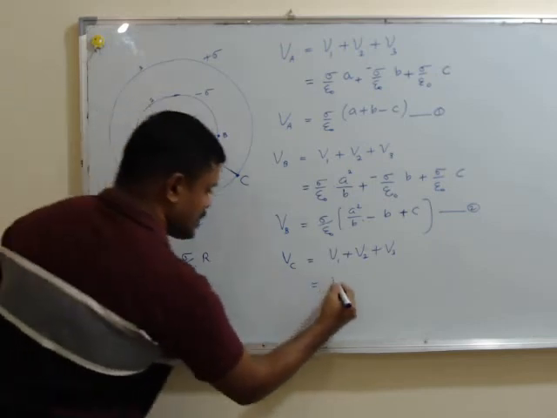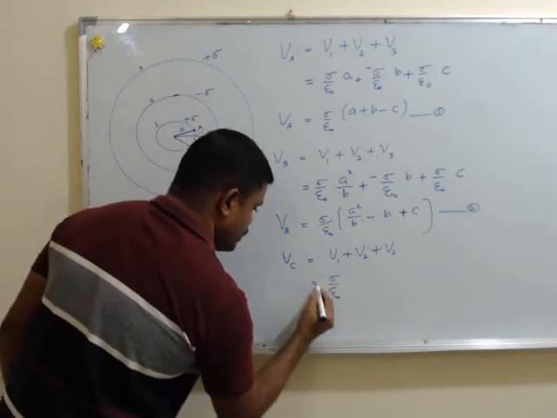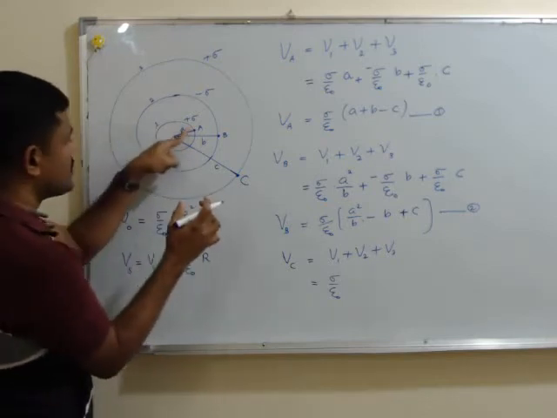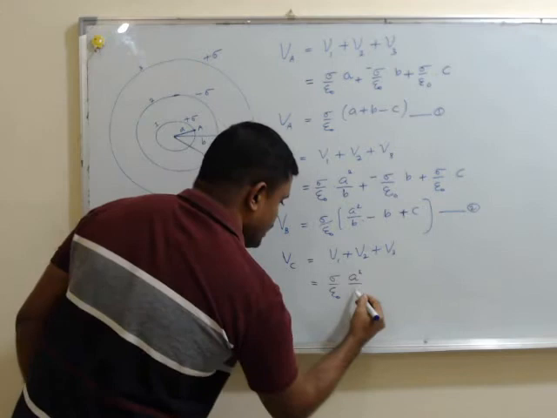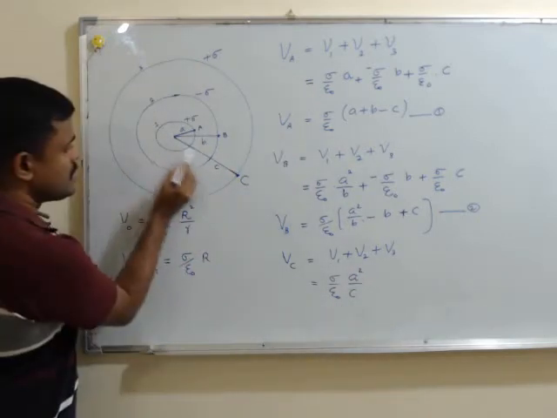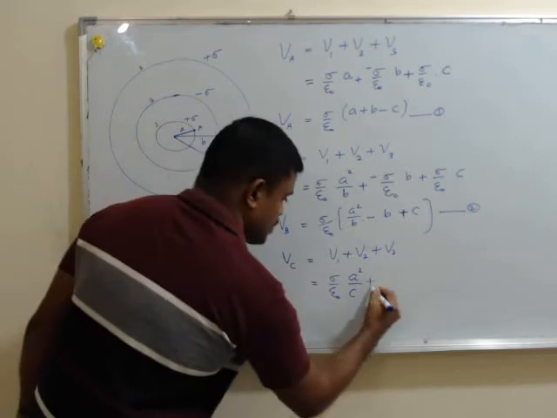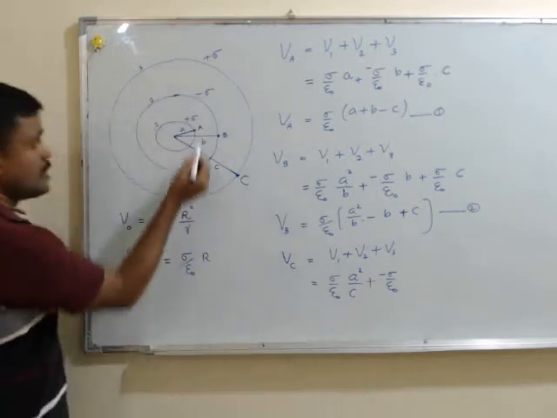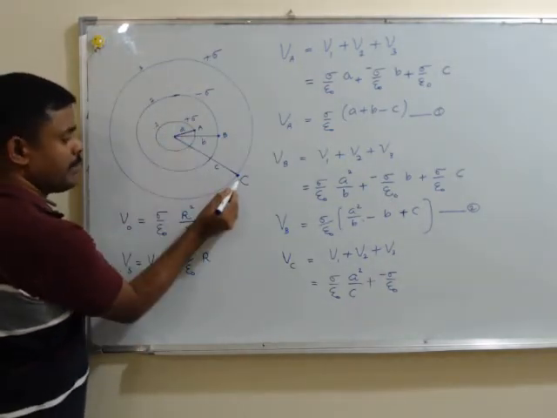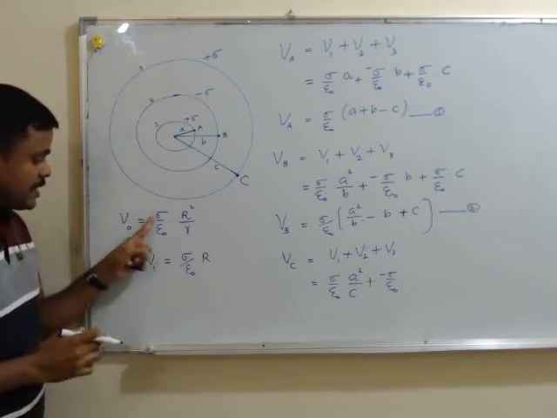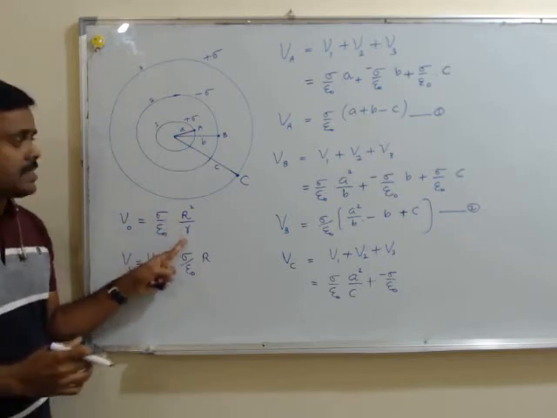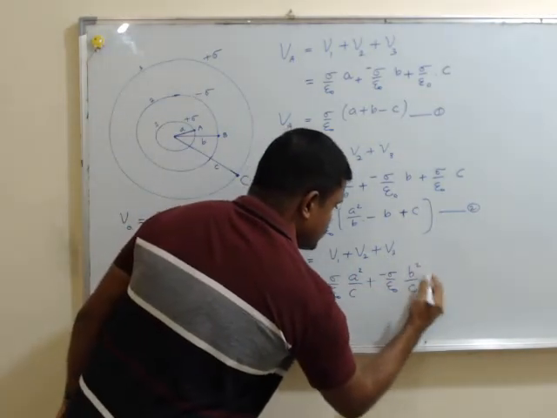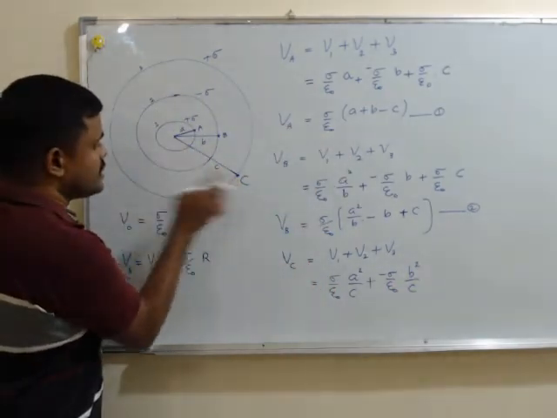Sigma by epsilon 0 into, for an outside point, its radius square by distance. Its radius is A, so A square by distance to that point, which is C. Plus, the second one is minus, no? Minus sigma by epsilon 0 into, what about this sphere? This sphere also has an outside point here. Sigma by epsilon 0 into its radius square by distance. B is its radius, so B square by distance, which is C. That point is at a distance C.